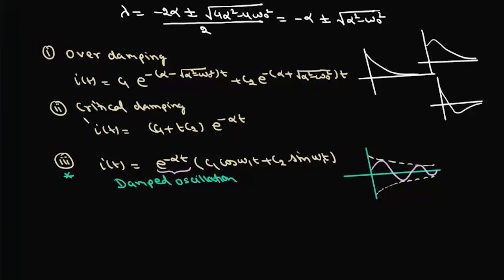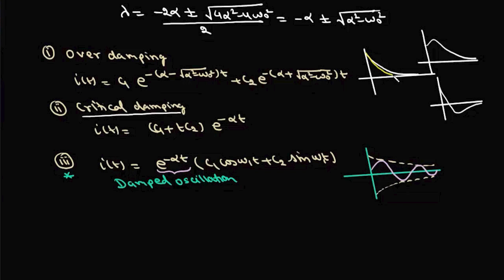Now basically this critical damping is the boundary between over damping and damped oscillations. So its graph will look like the graph of over damping, but in case of critical damping, the system reaches the equilibrium condition or the steady state quickly. In over damping, the system returns to equilibrium without oscillating, but more slowly than in the critically damped case.